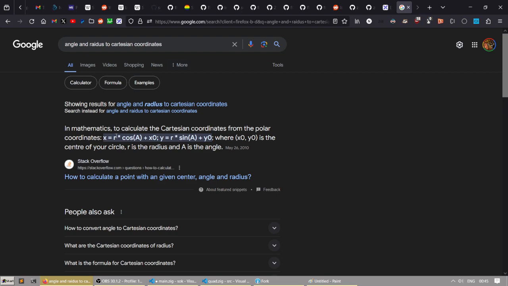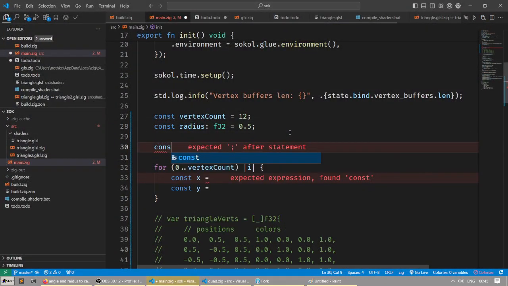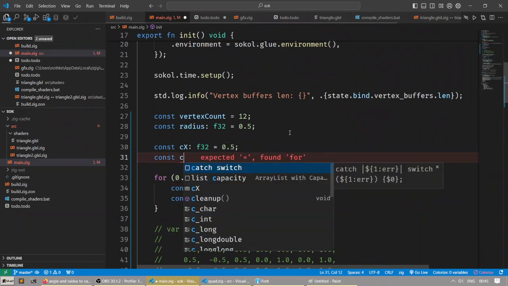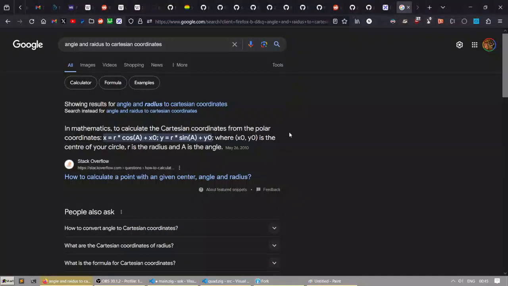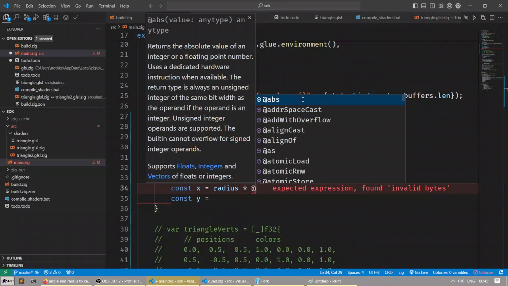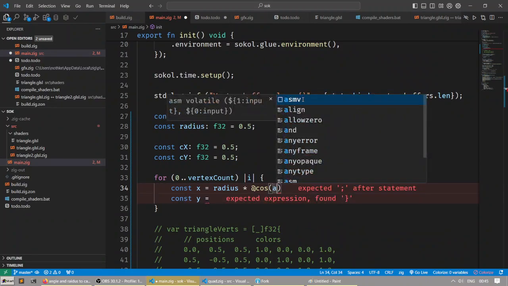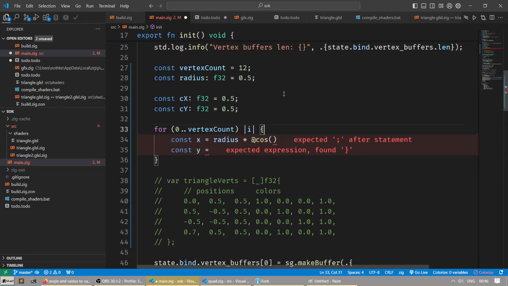Yes, there it is. X is radius by cosine a plus x0, where x0 is the center. Oh yeah, the center. Right, and we have the center as well. I have completely forgotten. So we have the center of x. Let's call it cx, and it's going to be 0.5, cy, which is going to be 0.5. Okay, so for each of these, we're going to have a radius by cosine of a, which, yeah, the angle. Of course, I also need to calculate the angle.